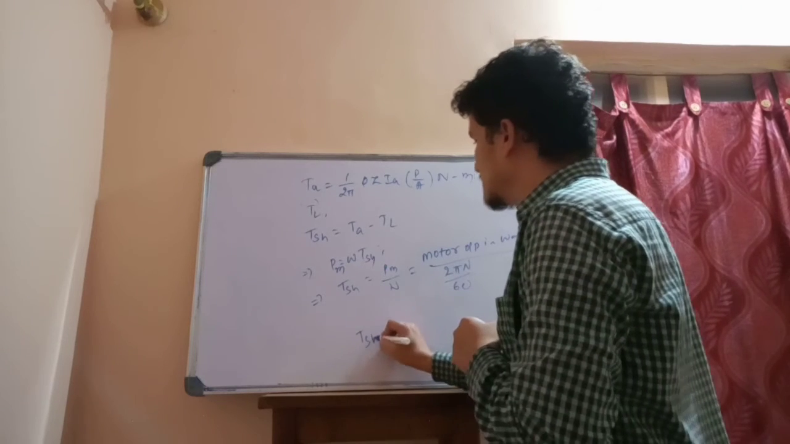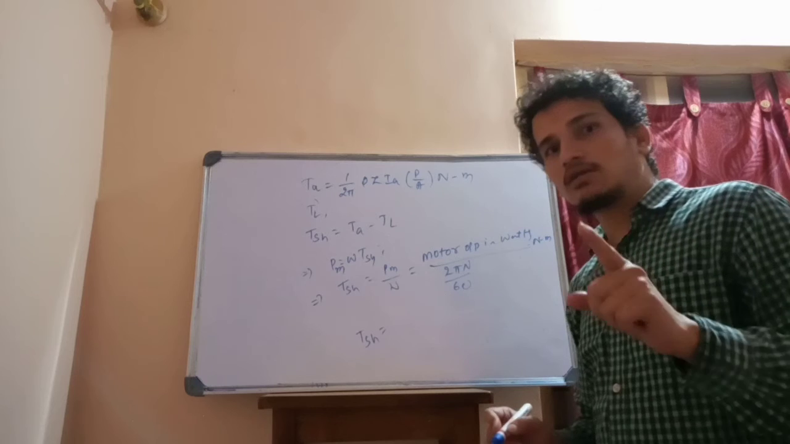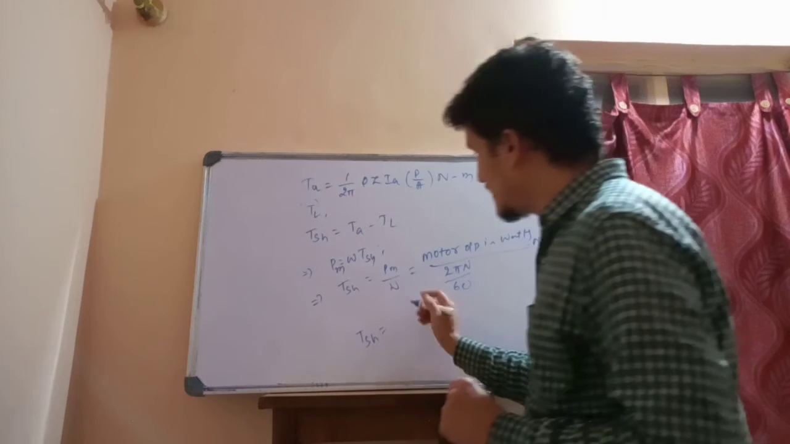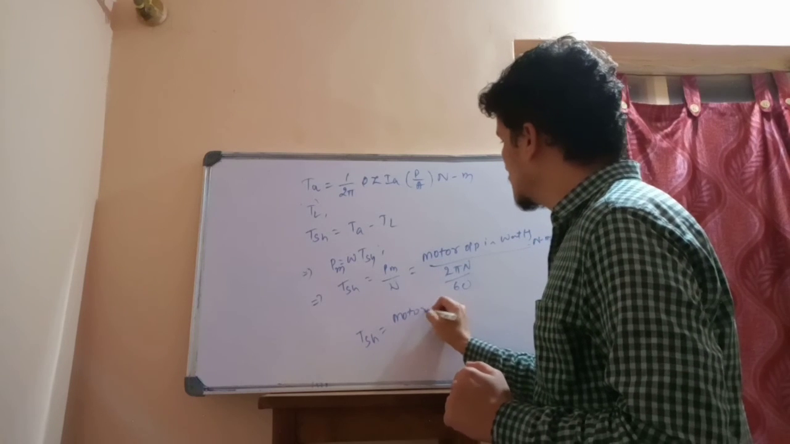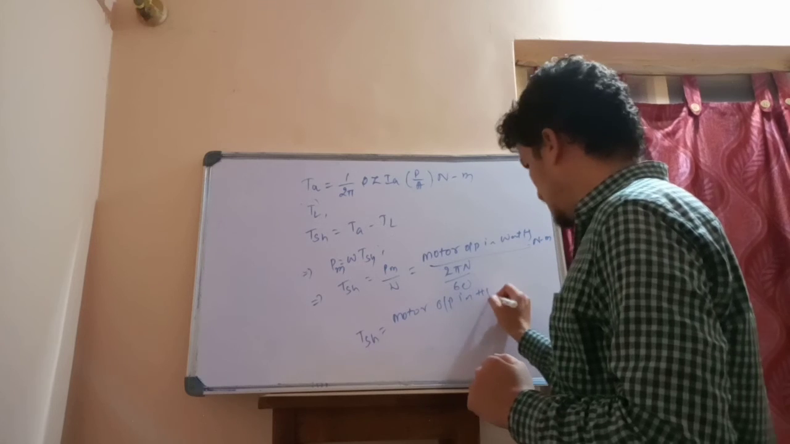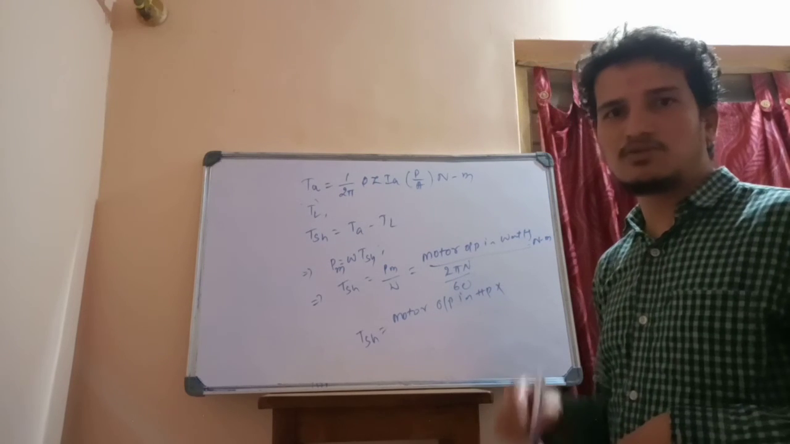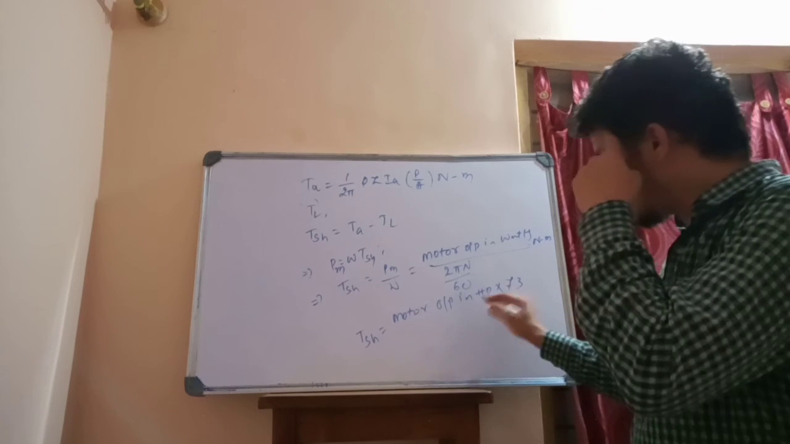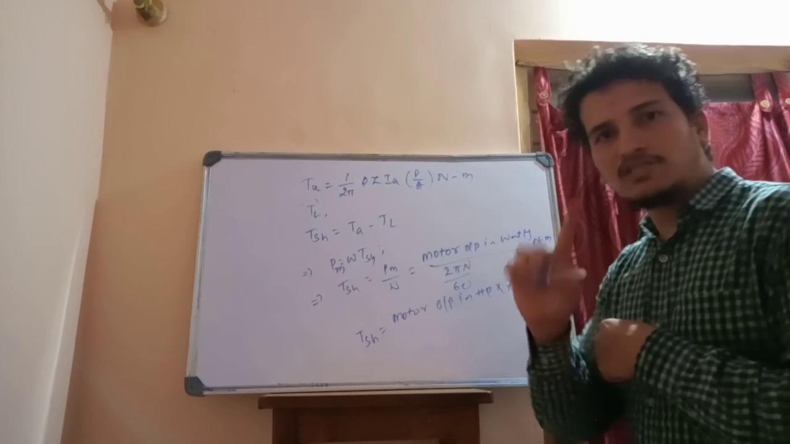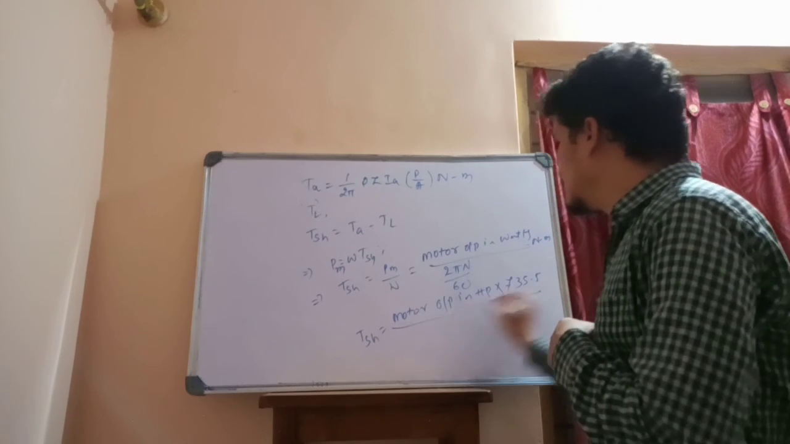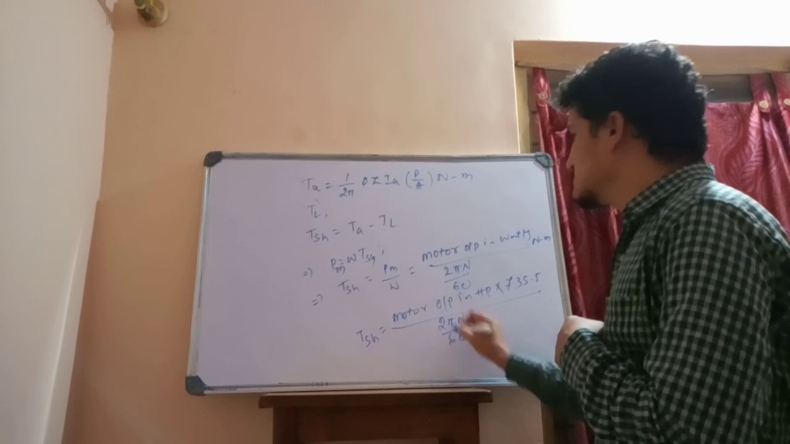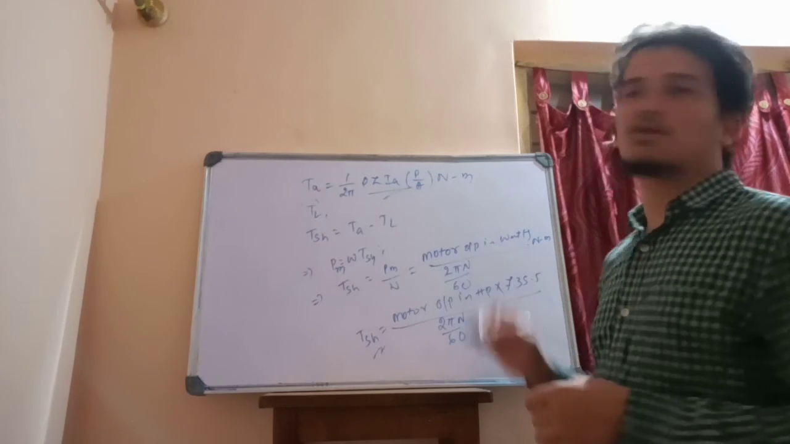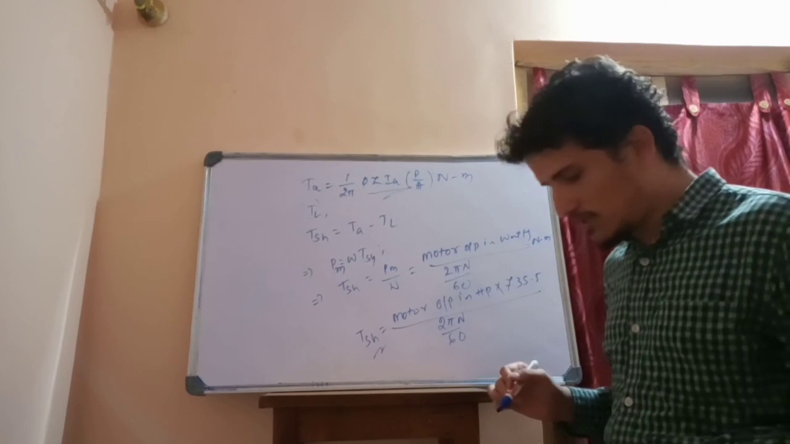One more TSH. Sometimes the rating of motors is specified in HP, not always in watts. If it is specified in HP, we have to convert it into watts. HP is not an SI unit. So HP into 735.5, since 1 HP is equal to 735.5 watts, divided by 2 pi N divided by 60. These two formulas are used repeatedly in addition to the previous formula. So all these three formulas you have to memorize.